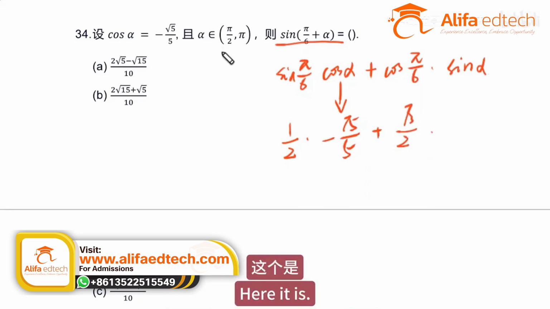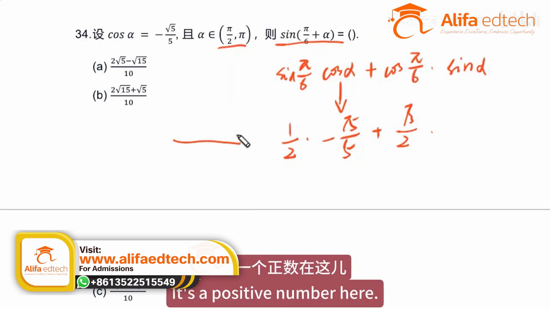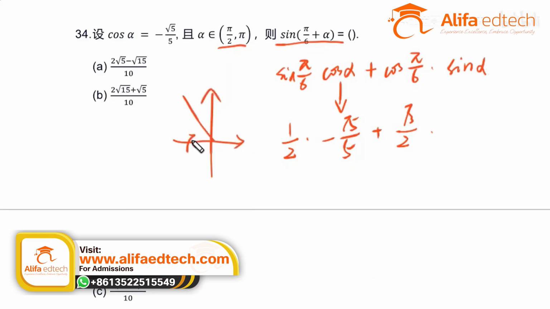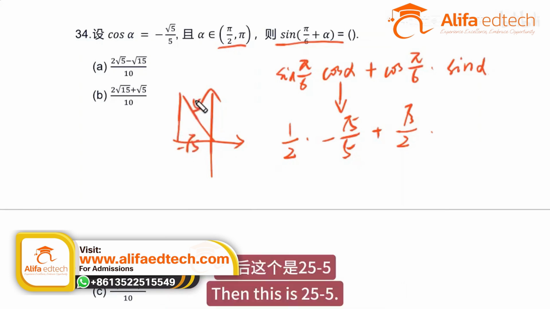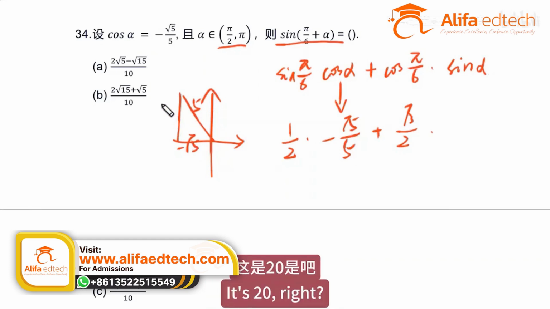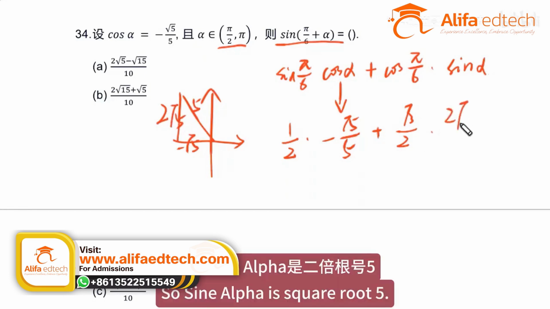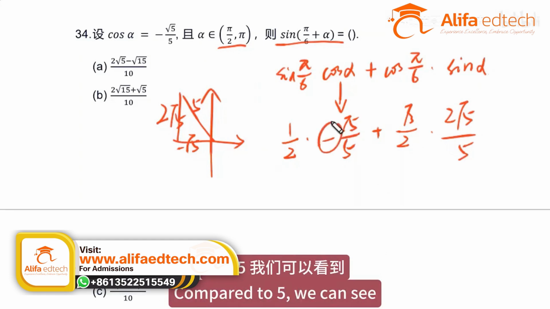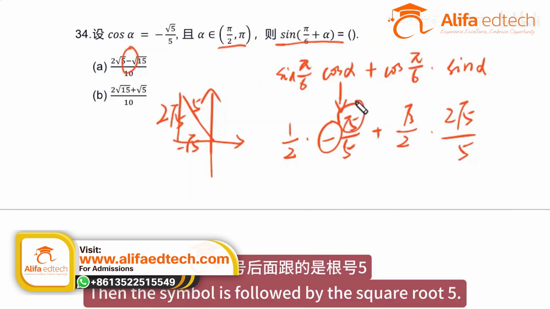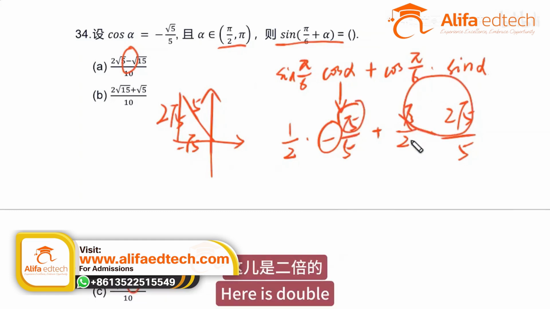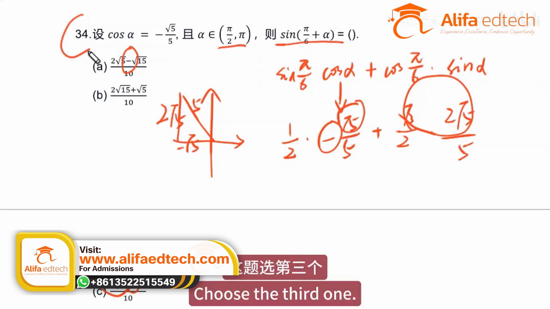And then, as for this part, yes, this is the second quadrant. In the second quadrant, sine is positive. This is 2 times square root of 5, right? This is negative square root of 5, and this is 5. And then this is 25 minus 5, which is 20, right? So it's 4 times 5 is 20, 2 times square root of 5. So sine alpha is 2 times square root of 5 over 5. We can see there's a negative sign here, so there should be a sign in the middle. And after the negative sign, it's square root of 5, here it is, 2 times, this square root of 15. So this is correct. For this question, choose the third option.